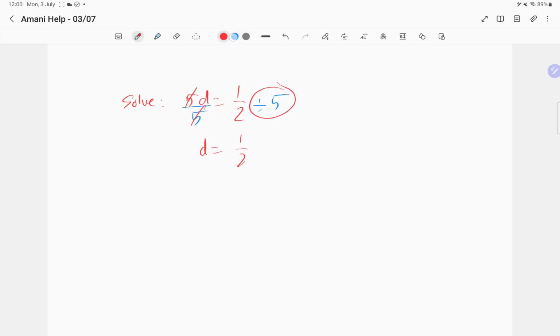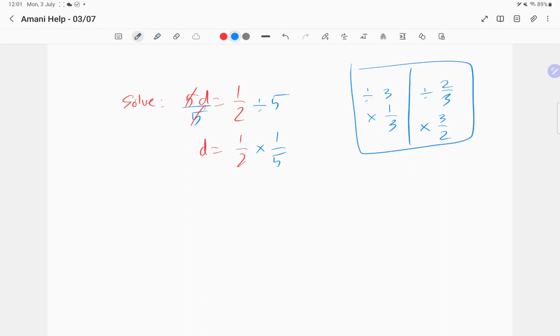Division is the same as multiplying by the reciprocal, and the reciprocal of 5 is 1/5. So when you're dividing by 3, for example, this is the same as times by 1/3. Another example, when you're dividing by a fraction, 2/3, it is the same as multiplying by its reciprocal, which is 3/2. That's how you convert a division into a multiplication. And then again, multiplying fractions, just times the tops together and the bottoms together, so d would be 1/10.